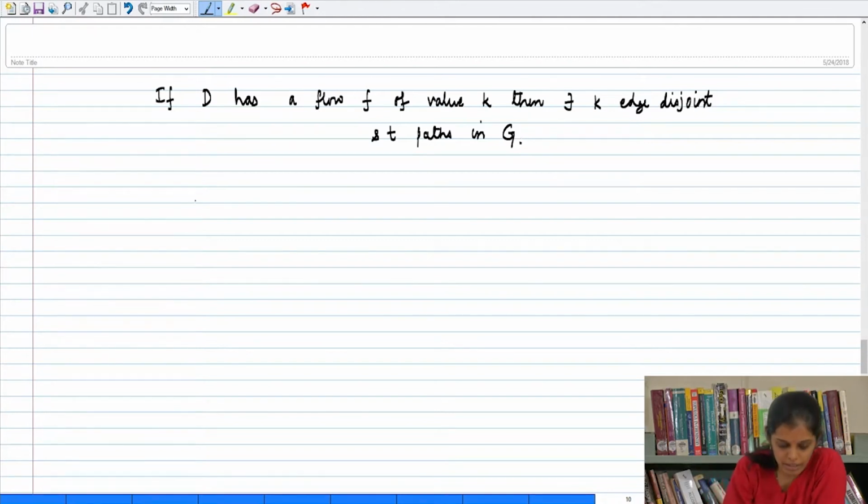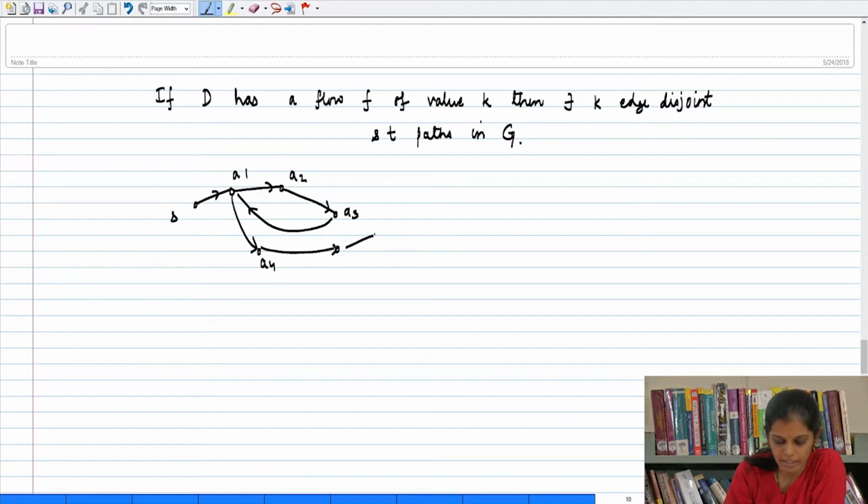My argument is, why can't such a thing happen? So I go from S to A1, then to A2, then to A3, then come back to A1, and then go back out of this thing to A4 and do something like this. This is a valid flow for me, right? All these edges have 1 unit of flow. You see the way, right? S, A1, A2, A3, A1, A4, A5, T.